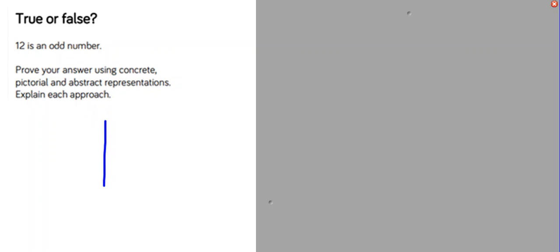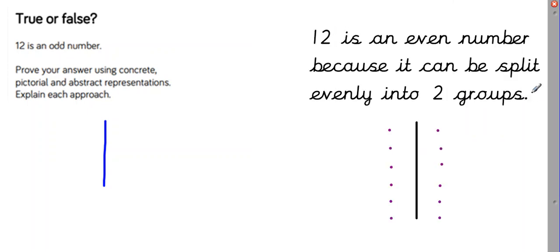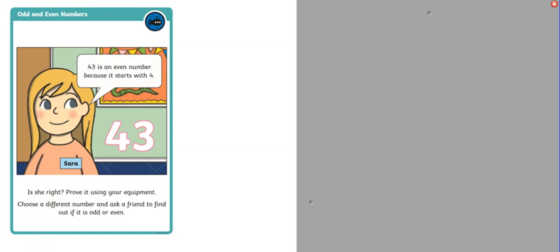Let's have a look at the answer then, shall we? So 12 is an even number because it can be split evenly into two groups. Therefore, this answer is false. Okay, so I've demonstrated it here for you. We've got 6 in each group, which means that the number 12 is even. Well done if you got that correct. Have a look at this one.